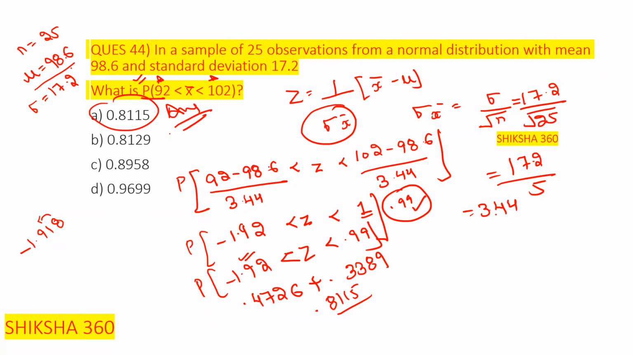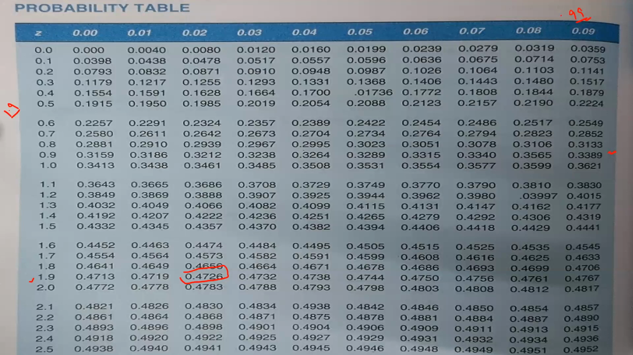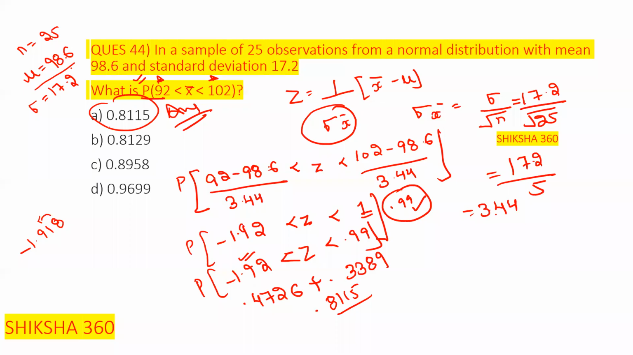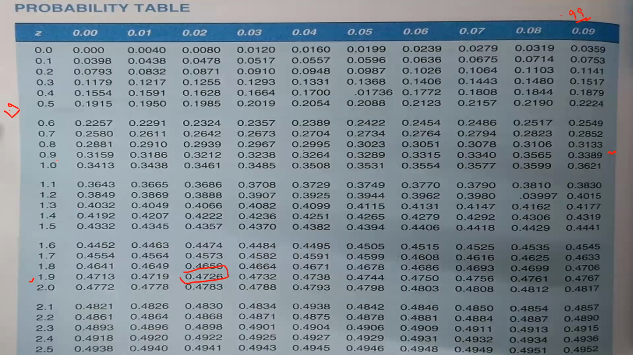You just have to remember how to solve the question. If you are able to remember all these points, you are able to answer the question. Even if we take it here as 1, what is the answer? 0.4726 plus, it comes out to 1.00, so we will take 0.3413.